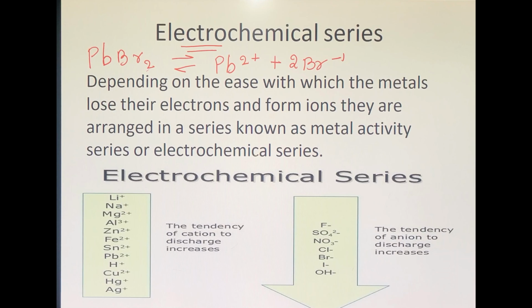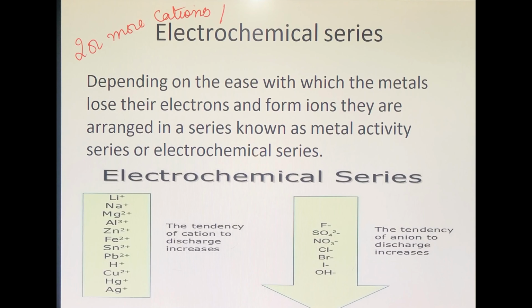As you can see in this equation, children, there is only one cation and there is only one anion. There is only one positively charged ion and only one negatively charged anion. One cation, one anion. But this won't be the same in all cases. In many cases, you will have 2 or more cations, or you can also have 2 or more anions.